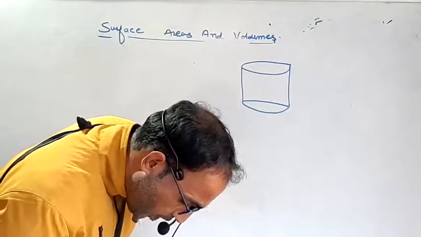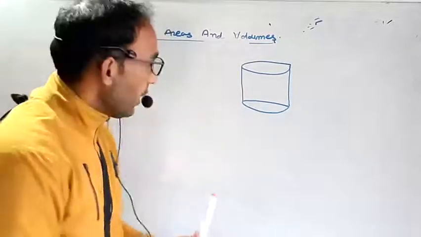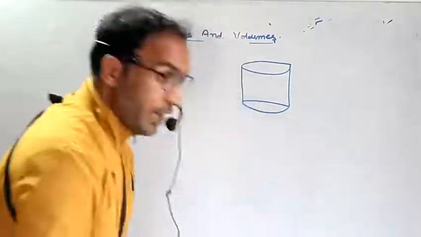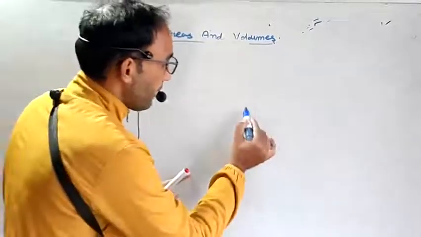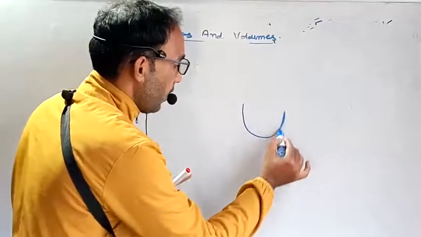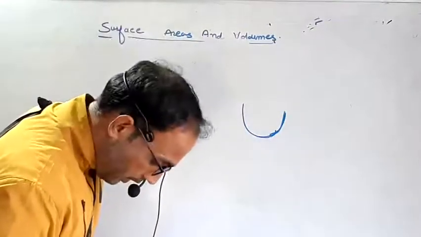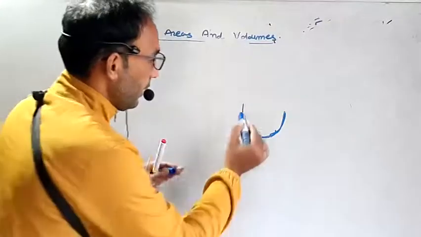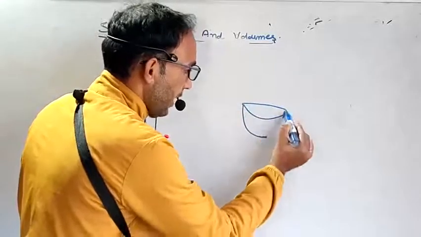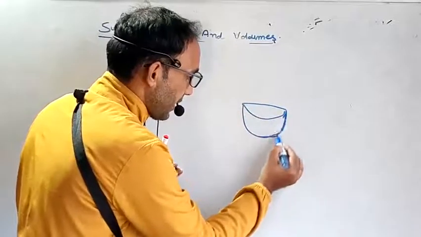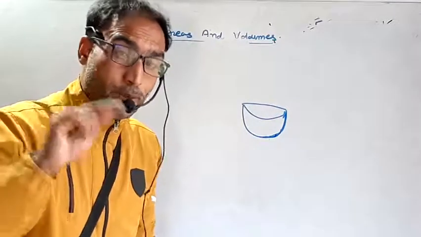Is in the form of hollow hemisphere, mounted by a cylinder. हाँ बेटा, यानी ये जो वेसल है, वेसल क्या है? It is in the shape of hollow hemisphere. यानी ये जो वेसल है, ये एक वेसल है, but it is hollow. It is in the shape of hemisphere.